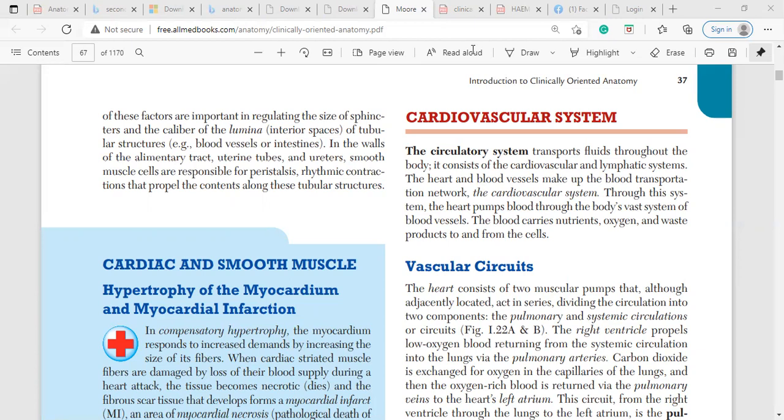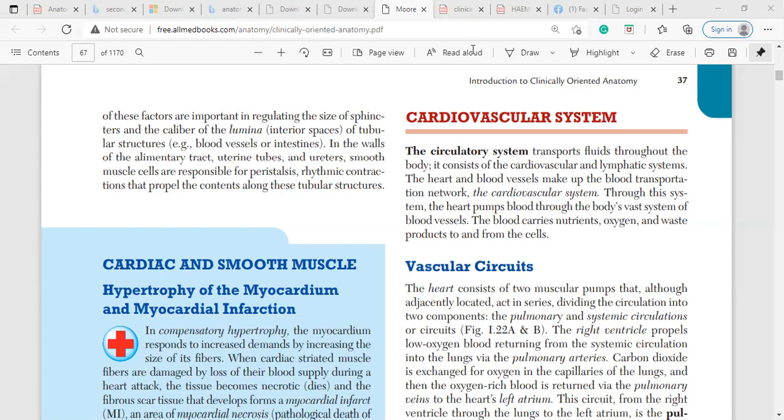Remember that I said in our physiology class, when we were talking about the organization of the body, we talked about cells coming together to form tissues, tissues coming together to form organs, and organs forming systems. So when we say cardiovascular system, we are talking about a group of organs that perform a specific function. And that function is the transportation of blood and fluid around the body.